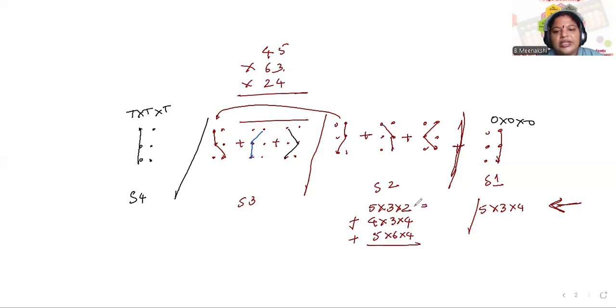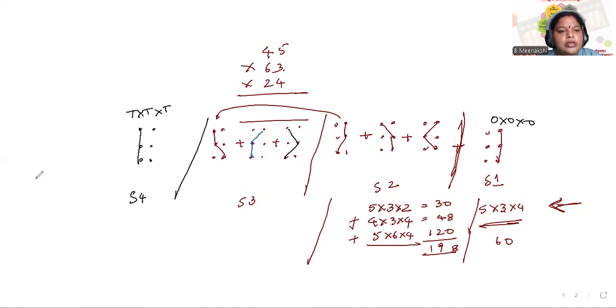So 5 3s are 15, 15 2s are 30, 4 3s are 12, 12 4s are 48, 5 6s are 30, 30 4s are 120. When you add this, you'll get 198. And the result of step 1 is 5 3s are 15, 15 4s are 60. Or also you can do 4 5s are 20 and so on. That way also you can do.